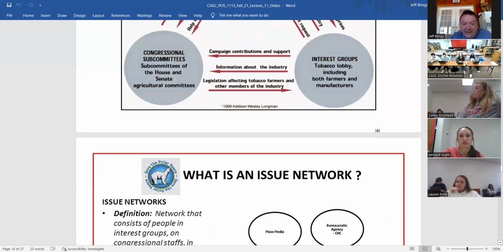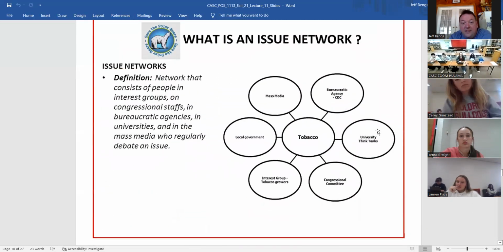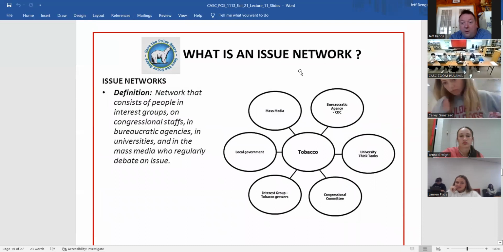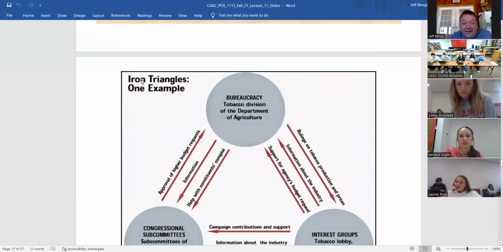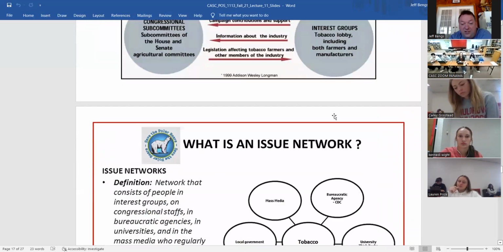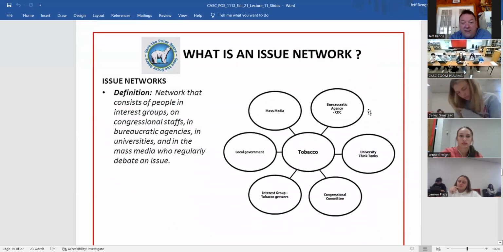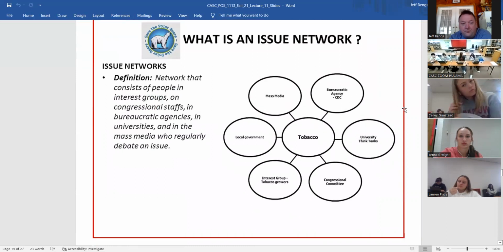Okay, that's one thing that's in the textbook. The other thing is issue network. So you can remember these two things because they both begin with the letter I. Iron triangles and issue network. What is an issue network? An issue network is a little bit bigger. It's a bigger network, obviously. It's a bigger group than an iron triangle.